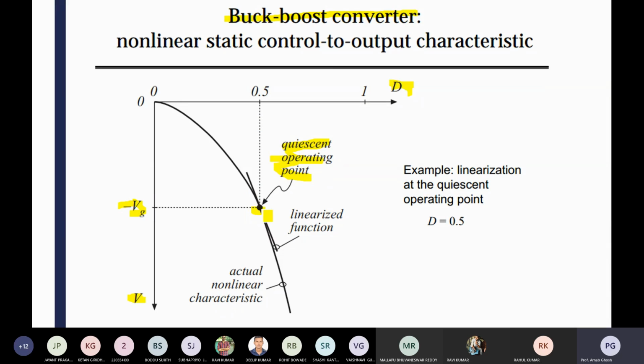So you have to find one point. That point you consider as 0.5. Basically at 0.5, what is that expression? D by 1 minus d. If the value of d is 0.5, we get d by 1 minus d equal to 1. At that value you are considering a linear point, and that point is known as the quiescent operating point. You draw the slope for linearizing that function. So why are you putting the slope? You are considering a point, and here you can see it is your actual non-linear characteristic.